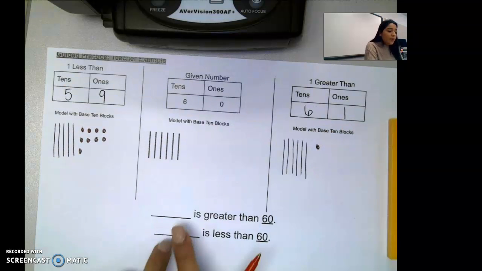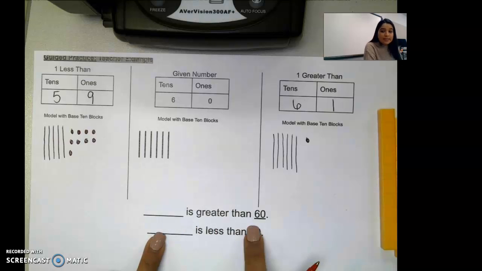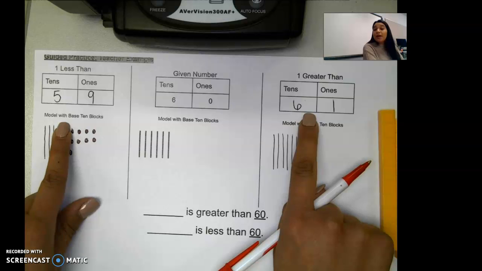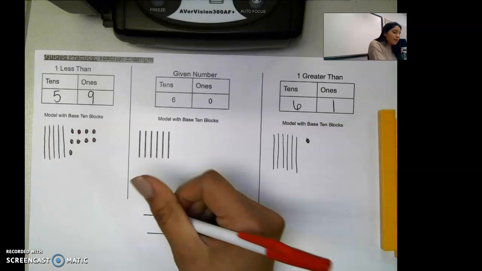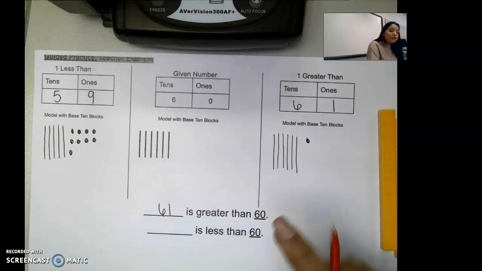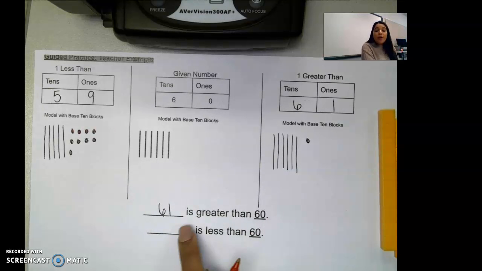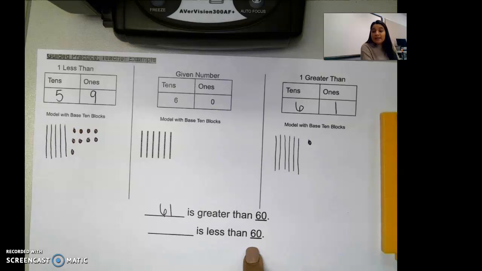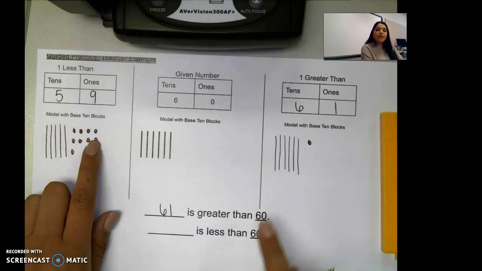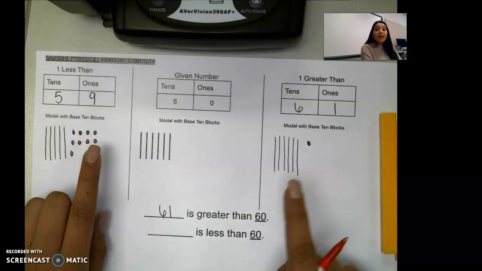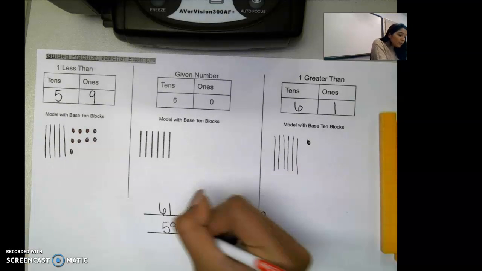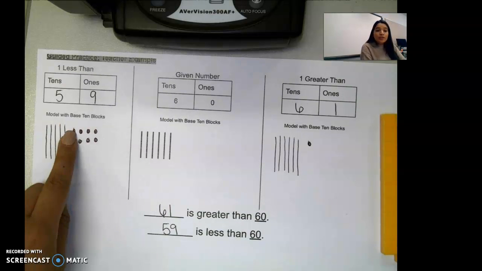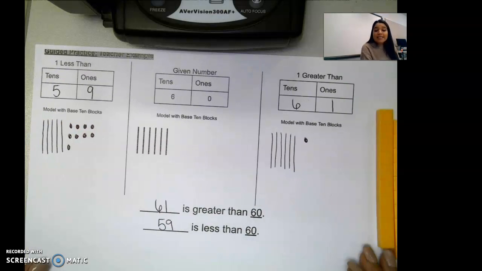Now let's see what number is greater than 60. What number? 59 or 61? 61 because we added 1. So 61 is greater than 60. What number is less than 60? Which one? 59 or 61? 59 because we took away 1. So 1 less than is less. So 59 is less than 60.